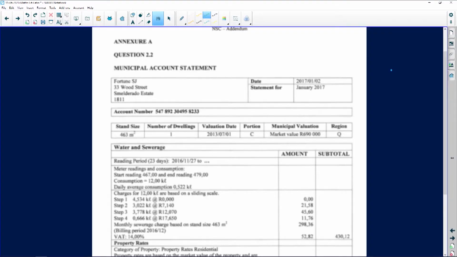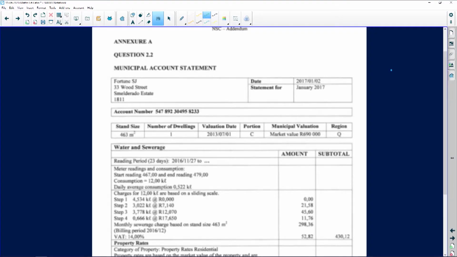So the next question over here that we are given is a municipal account statement. We are given a municipal account statement, and basically we are told that this person is paying this municipal account statement, and we need to know how much this person is going to be paying using that. So I'm going to be explaining this municipal statement that we have been given over here.